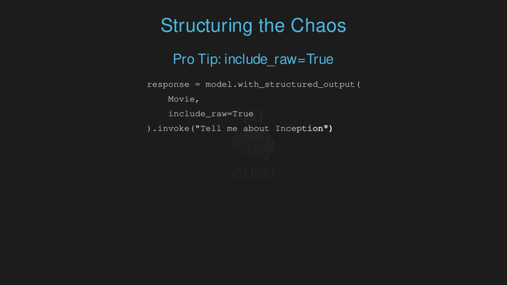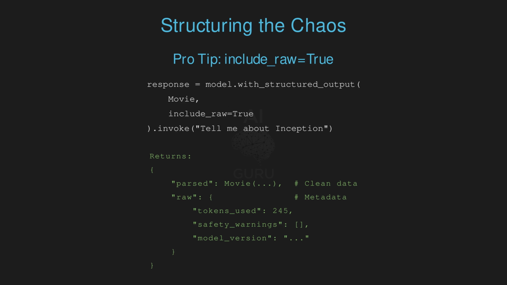This guarantees it. There's a little detail in the docs about include_raw=True. When would I use that? That's for debugging mostly. Sometimes you want the clean data object, but you also want to see how many tokens you used, or if the provider sent back a safety warning. Setting it gives you both the parsed object and all that original metadata.